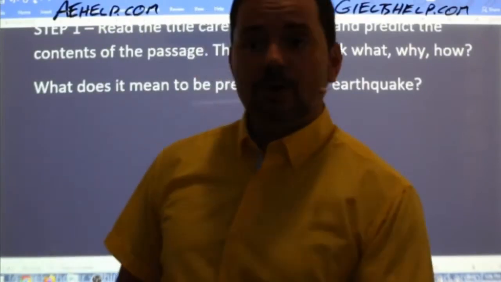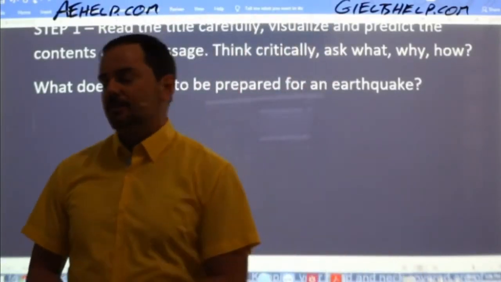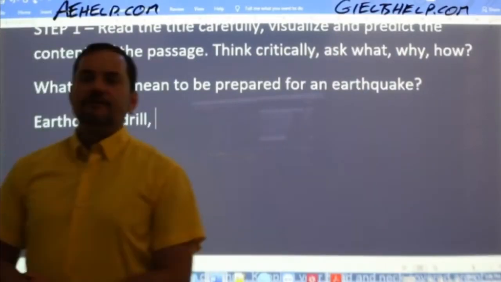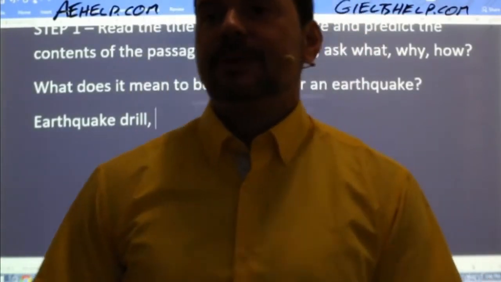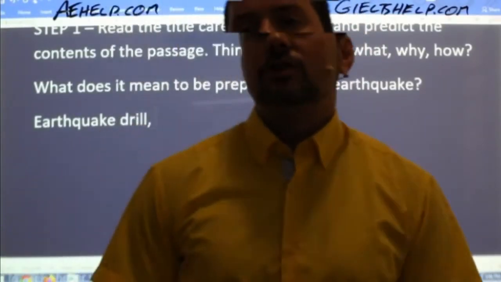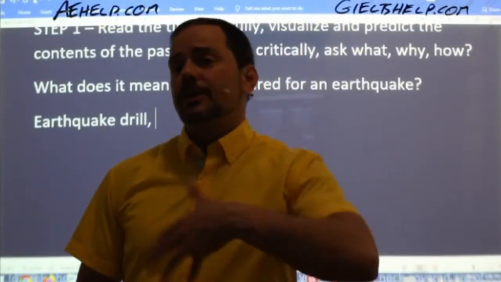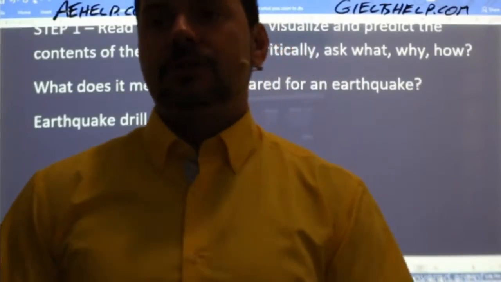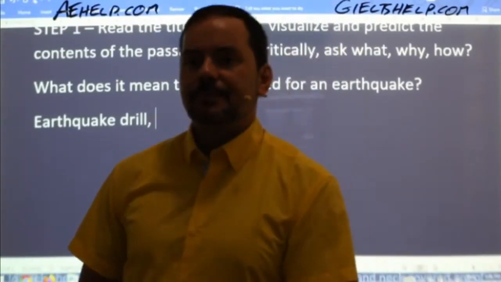Abhishek says an earthquake drill. Yeah, that means practicing in case of an earthquake. It's also fire drills, practicing for fires, right? So in this case, it's an earthquake drill. Okay, Pooja says, what do you do when you face an earthquake? Yeah, but Pooja, what do you do? Don't just paraphrase the question, Pooja, but give an answer. What do you do? So think about it.